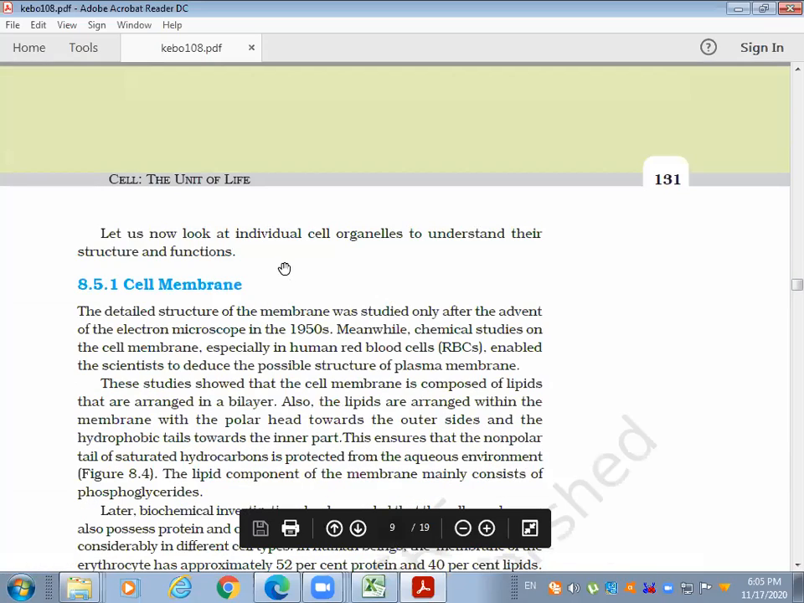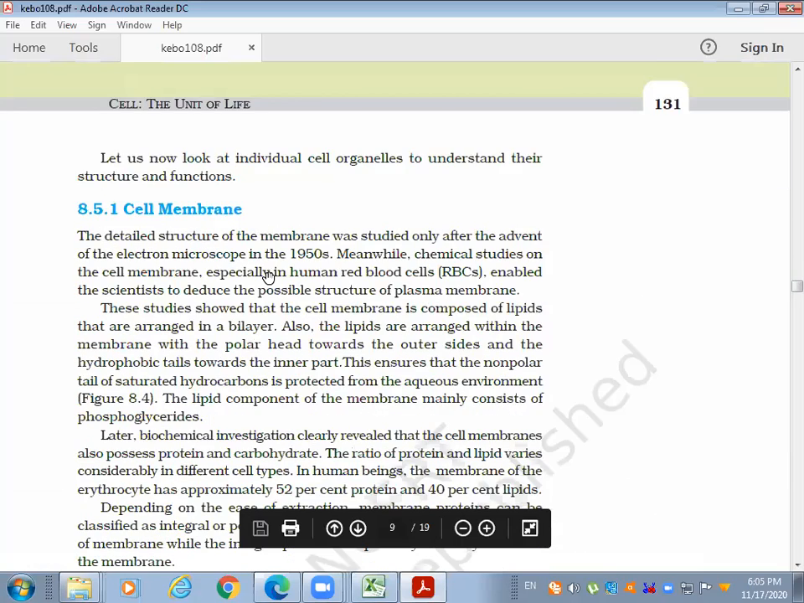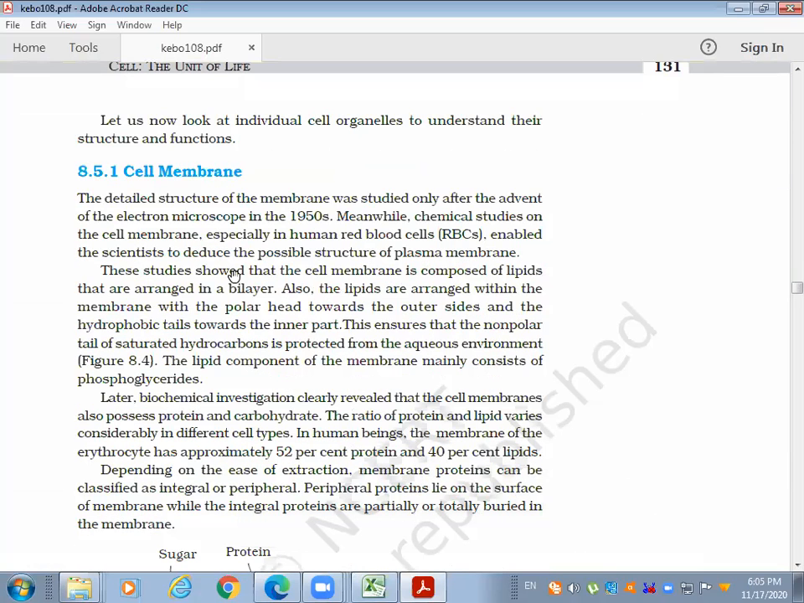Let us now look at individual cell organelles to understand their structure and functions. First of all, we'll start with the cell membrane. The detailed structure of the membrane was studied only after the advent of the electron microscope in the 1950s. Meanwhile, chemical studies on the cell membrane, especially on human red blood cells, enabled the scientists to deduce the possible structure of the plasma membrane.